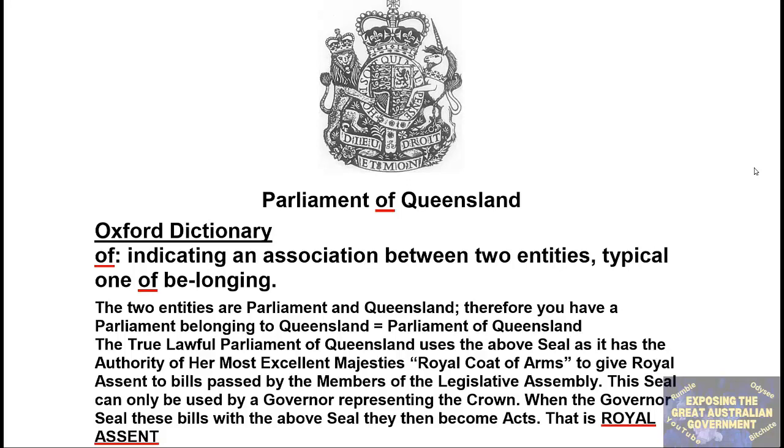The true lawful Parliament of Queensland uses the above royal seal as it has the authority of Her Most Excellent Majesty's Royal Coat of Arms to give royal assent to bills passed by the members of the Legislative Assembly. This seal can only be used by a governor representing the Crown. When the governor seals these bills with the above seal, they then become acts. That is royal assent.